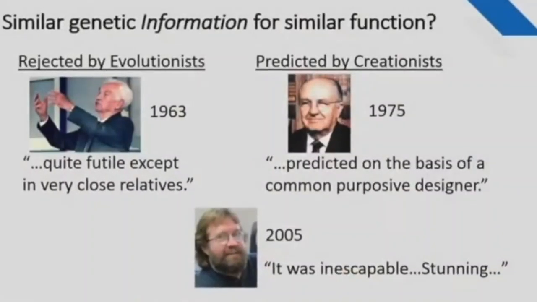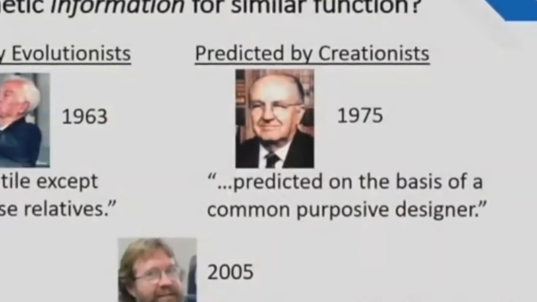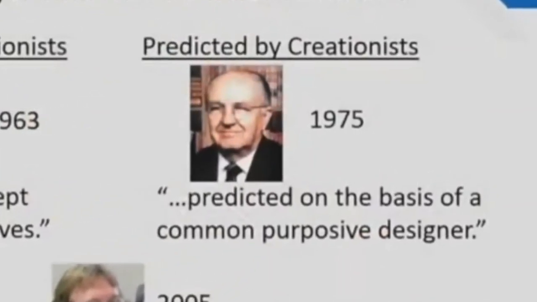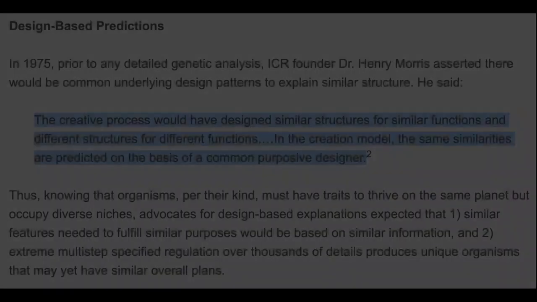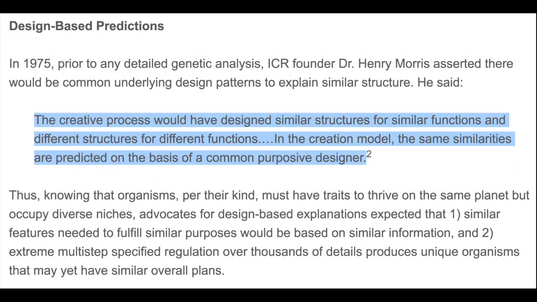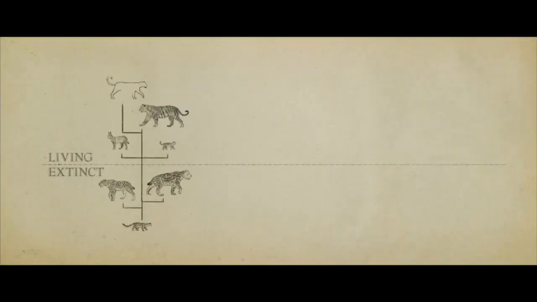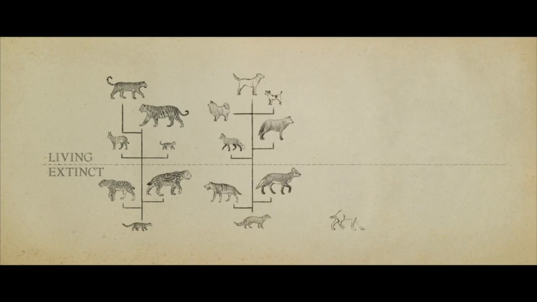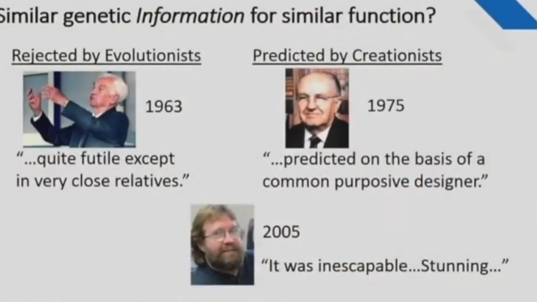But then we go to the biblical model, and in 1975, prior to any detailed genetic analysis, the Institute for Creation Research founder, Dr. Henry Morris, asserted that there would be a common underlying design pattern to explain similar structures. He said, "The creative process would have designed similar structures for similar functions and different structures for different functions. In the creation model, the same similarities are predicted on the basis of a common purpose designer." What do we see? Taxonomically restrictive orphan genes, species-specific endogenous retroviruses, extremely high genetic similarity between all life. Now remember, evolution predicted the exact opposite.